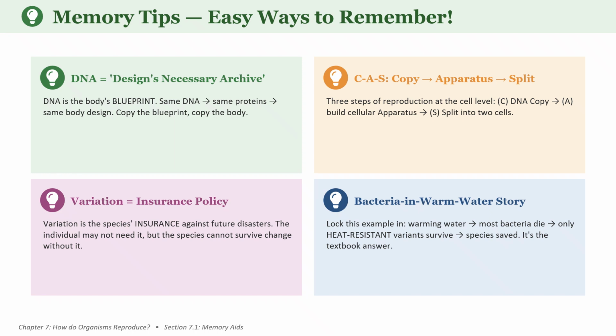And variation is like an insurance policy. Variation is the species' insurance against future disasters. The individual may not need it, but the species cannot survive change without it. Bacteria in warm water story: log this example, children. Like warming water, most bacteria die. Only heat resistant variants survive. So species are saved here. It is the textbook thing.